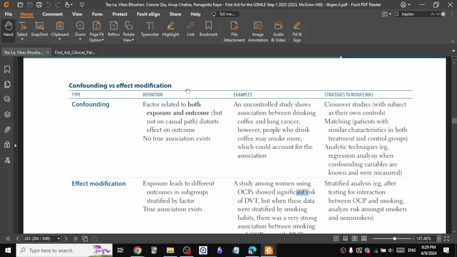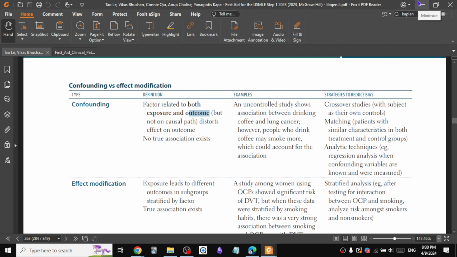Now you read this: factors related to both exposure, which is the cause, the independent variable, and the outcome, which is the effect, the dependent variable, distort the effect on outcome. Makes sense, right? Now this third party, this triangle that is formed, is causing everything to go haywire. I just came up with A to B, but the C is leading to the actual breakdown of the cause. So no true association actually exists between A and B. It was through C. So that was the confounder, okay?